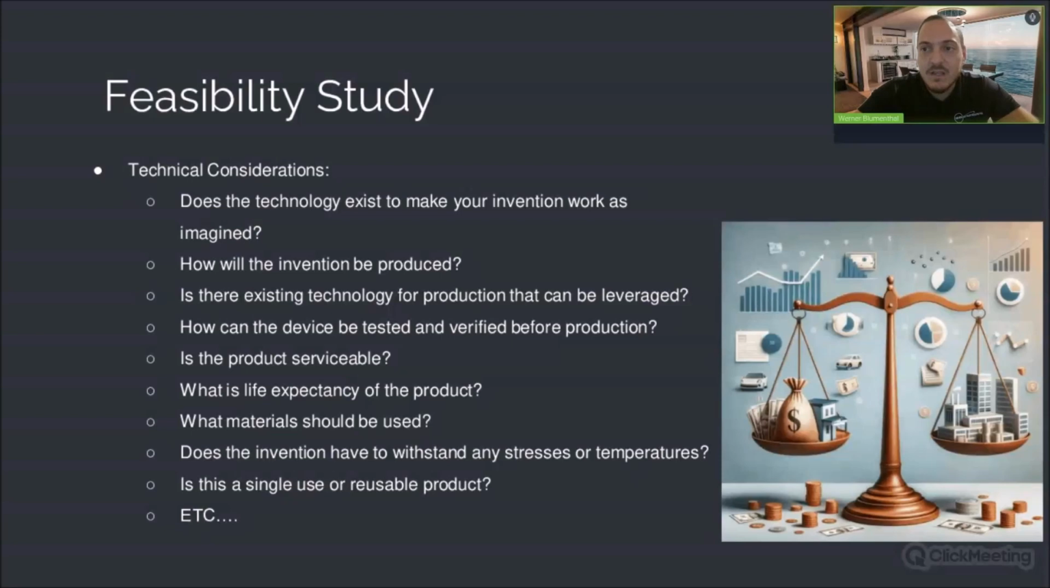How are you going to be able to test and verify your product before production? Prototyping is very important. You need to understand if there's a way to prototype your idea. How are you going to go about doing that? What are the cost implications? What do you need to be able to do that? Those kind of questions are very important.